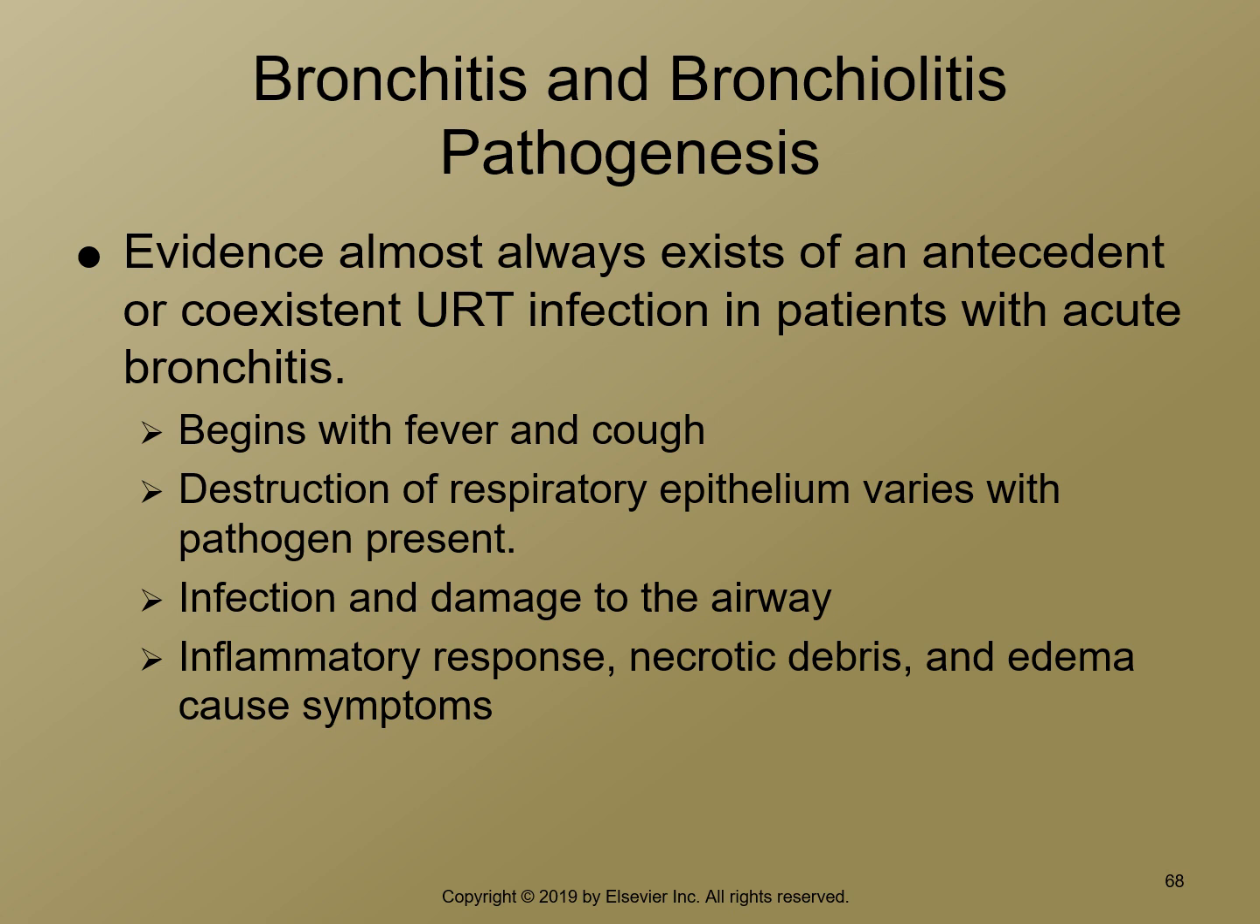With bronchitis, as noted earlier, evidence almost always exists that a pre-existing or coexisting upper respiratory tract infection is present in patients that have acute bronchitis. The spread of these upper respiratory tract infections to lower airways, manifested as acute bronchitis, represents infection and damage of the respiratory epithelial cells by the same pathogens. Destruction of the respiratory epithelium differs with the pathogen causing illness.